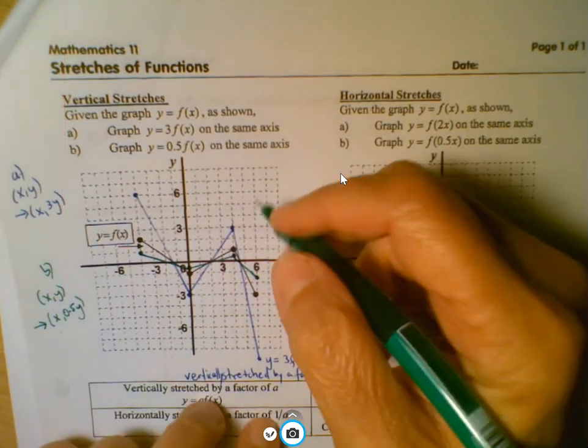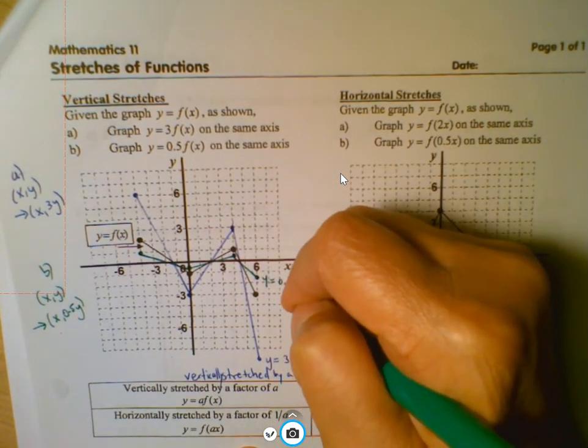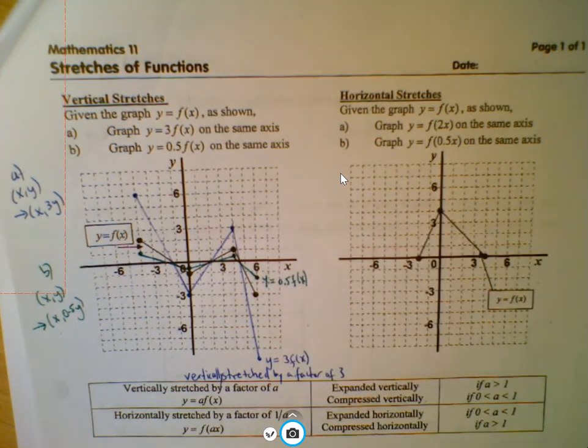So what has happened here with 0.5 f of x is that the y's are not growing as quickly because we keep multiplying them by a half. So that makes it look like the new graph, the green one, is compressed.